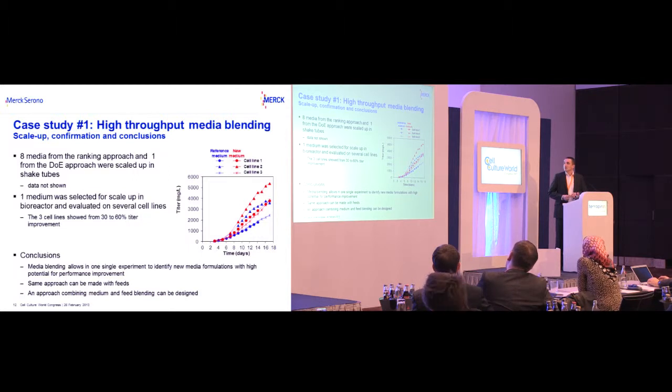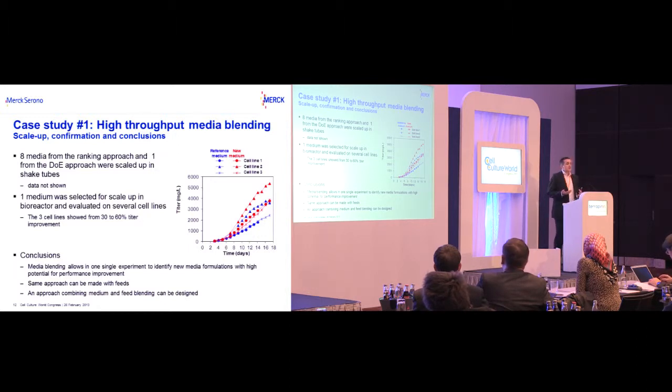From this, one medium shows a really interesting feature, so we went up to bioreactor, and we even evaluated it on different cell lines. Three cell lines were evaluated, and we obtained an improvement from 30 to 60% depending on the cell line. You can see it here. We obtained for one cell line, the one in red here, even 5.2 grams per liter in bioreactor.